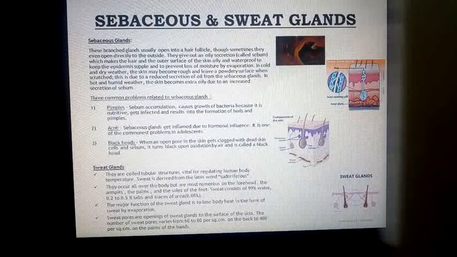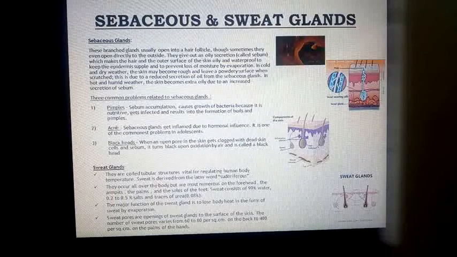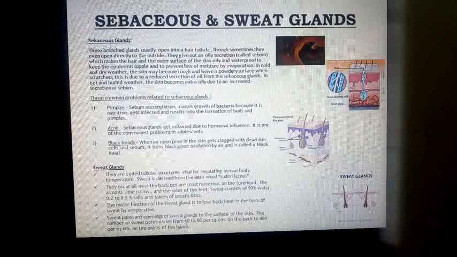Now we are moving to sebaceous or sweat glands. Sebaceous glands, these are branched glands usually opening into a hair follicle, though sometimes they even open directly to the outside. They give out an oily secretion called sebum, which makes the hair and the outer surface of the skin oily and waterproof to keep the epidermis supple and to prevent loss of moisture by evaporation.